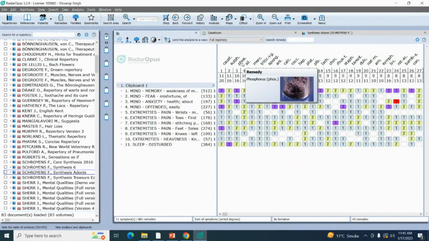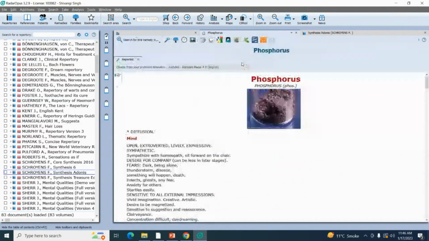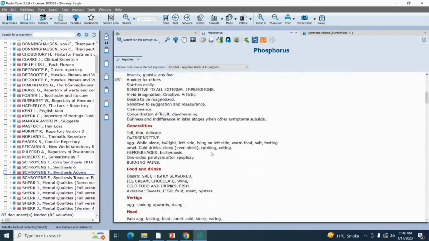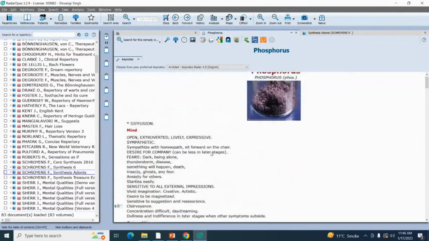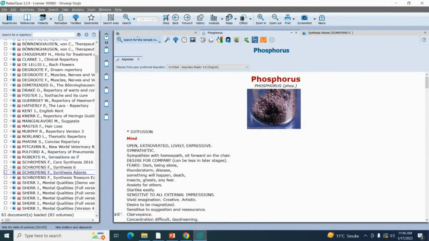Suppose you want to read your Phosphorus. Just double click on Phosphorus. Your Phosphorus will open on the main display screen with a multimedia image of the plant. You can read it by scrolling like this. I'm going back to my analysis.